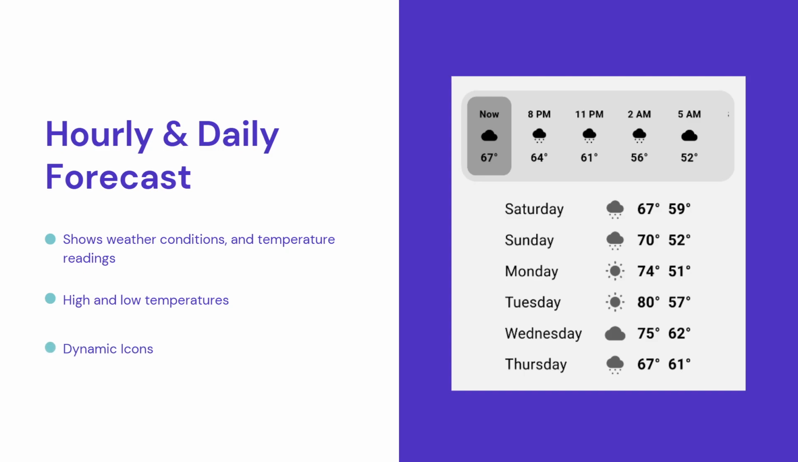Another key feature is the hourly and daily forecasts. The hourly forecast displays weather conditions and temperatures in 3 hour intervals, and the daily forecast displays the weather conditions and the high and low temperatures for each coming day. The weather icons also change depending on the weather conditions during that time and day.